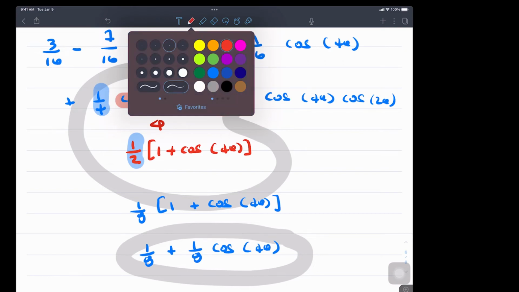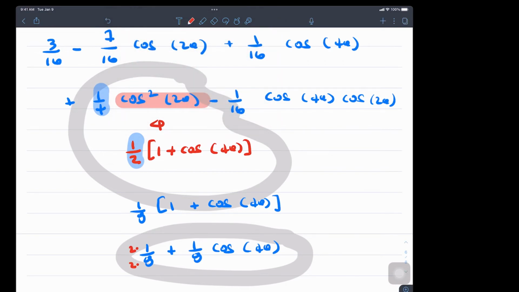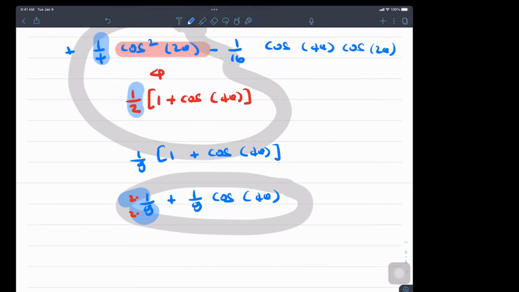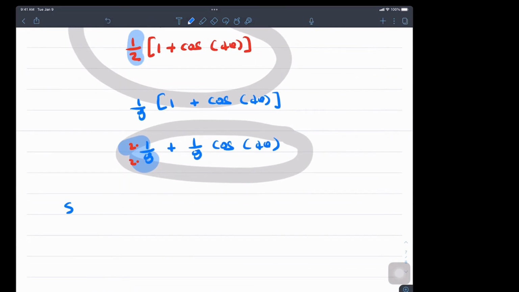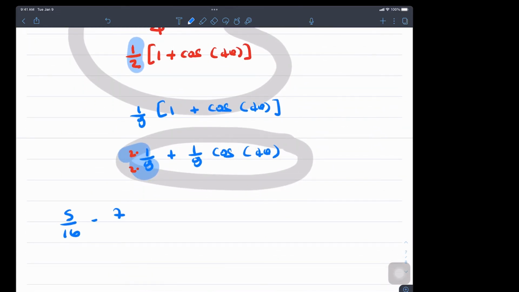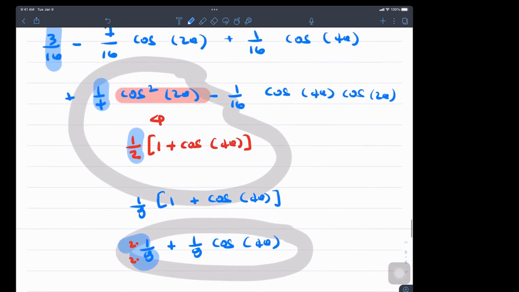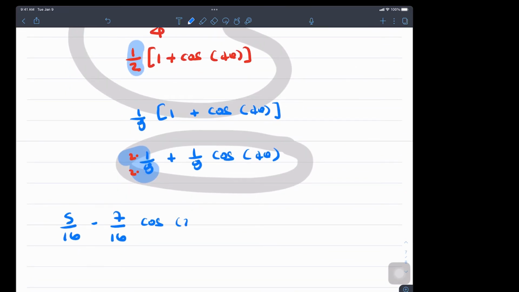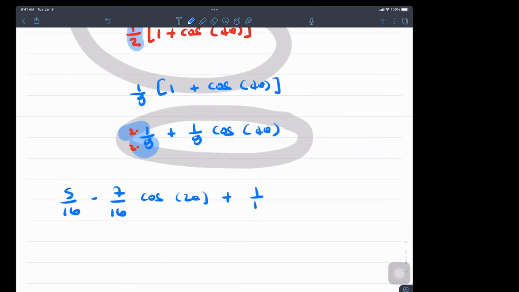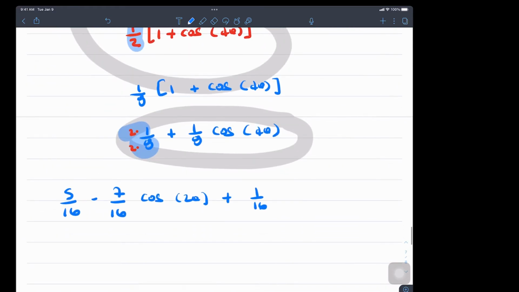What do we do with this? Times 2 times 2. Doesn't that give me my 16th? You say, why would I want to do that 16th here? Because we have a 3/16, then we have a 2/16. What does that give you? 5/16 minus 7/16 cosine 2 theta. I'm just going to write down all the terms. 1/16 cosine 4 theta.